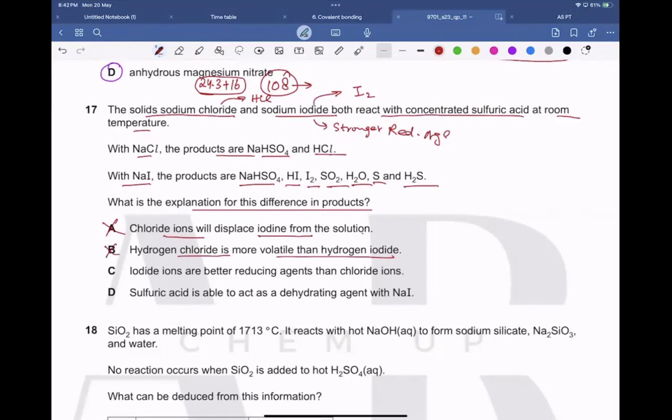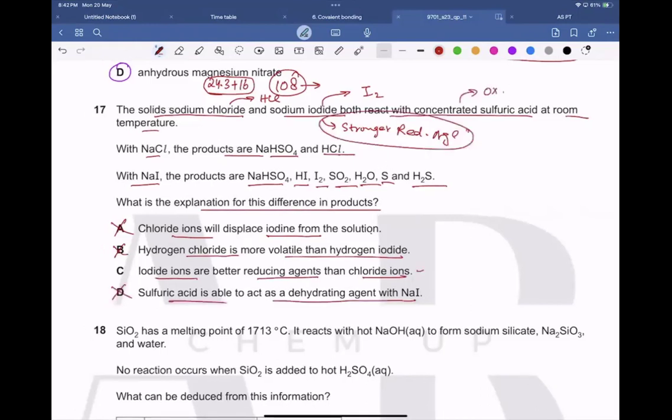Okay, Hassan, let me see. Iodide ions are better reducing agent than chloride ions. See, that's what I have told you. It is the stronger reducing agent. So C can be a correct one. Sulfuric acid is able to act as a dehydrating agent. No, here it is not acting as a dehydrating agent. Here its action is as an oxidizing agent. If you go through the notes, you will find it. So we are left with only option C. So C is the correct one.